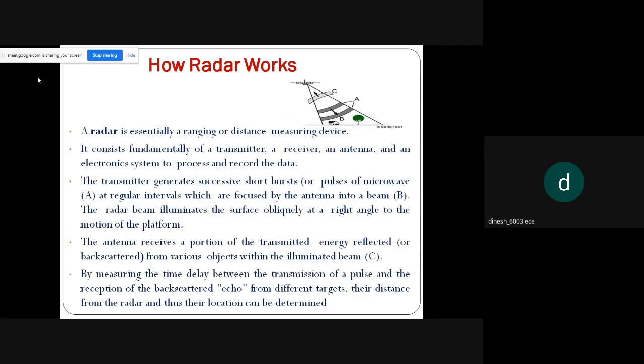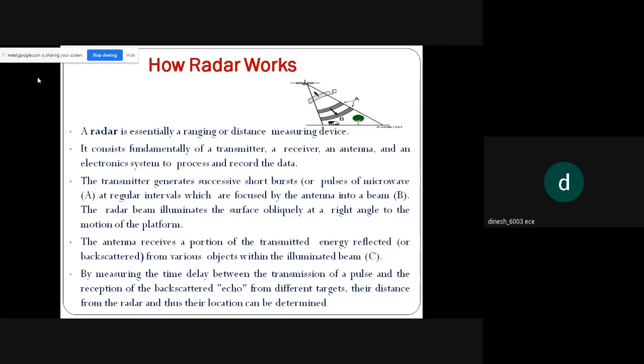So this is your radar working principle. A radar is essentially a ranging or distance measuring device that consists fundamentally of a transmitter, receiver, an antenna, and an electronic system to process and record the data. A transmitter generates successive short bursts or pulses of microwave signals at A, as shown in the diagram, that are focused by the antenna into a beam B. Then the radar beam illuminates the surface obliquely at a right angle to the motion of the platform.